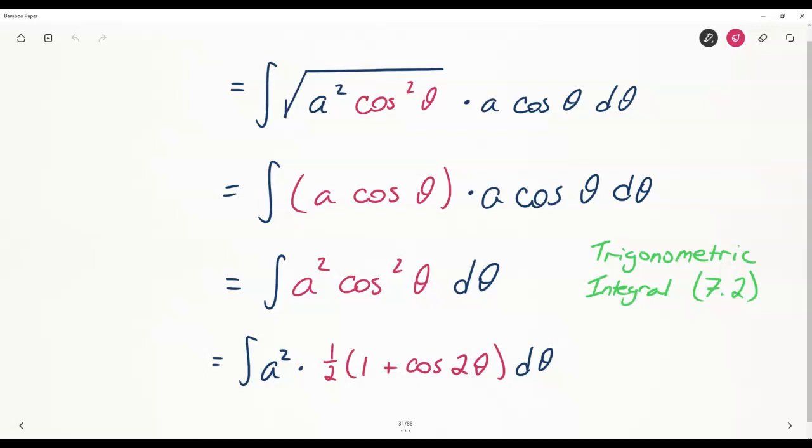So this a squared, nothing happened to it. I just brought it down. I haven't even pulled it out of the integral yet. That's going to happen. Just give it time. The cosine squared, this is the half angle identity for it: 1/2 times 1 plus cosine 2 theta.